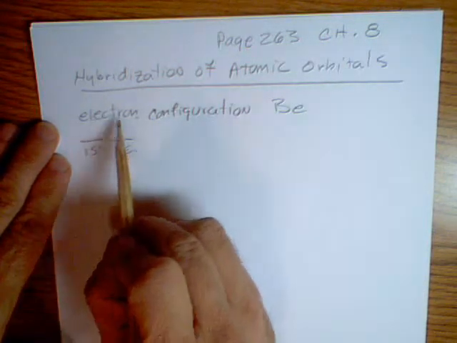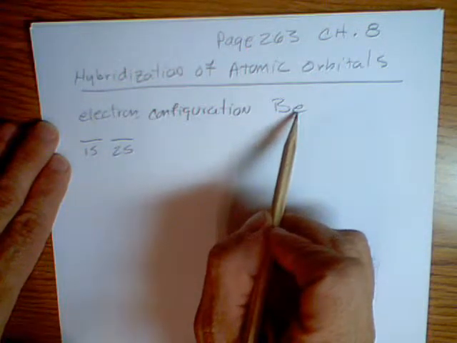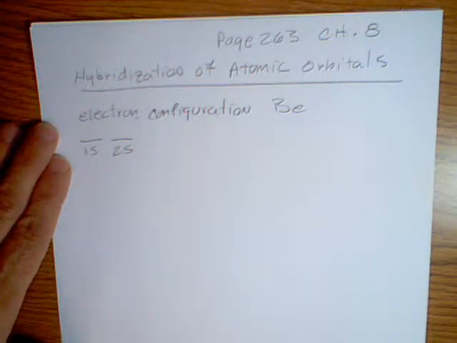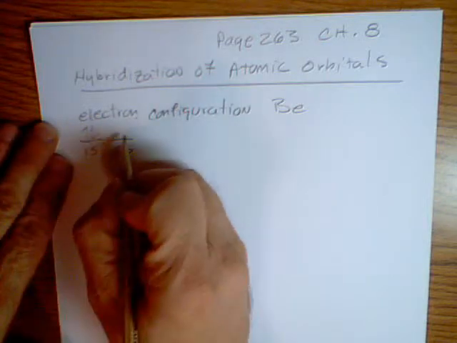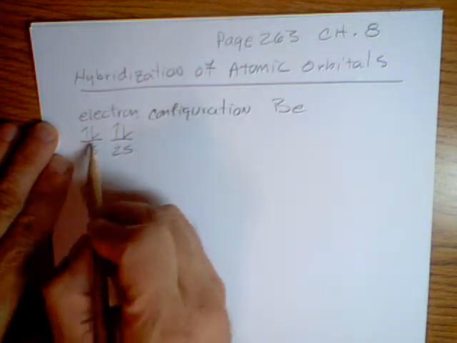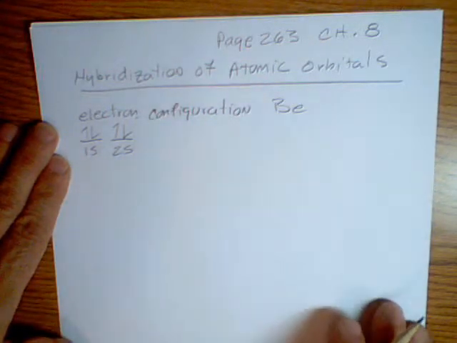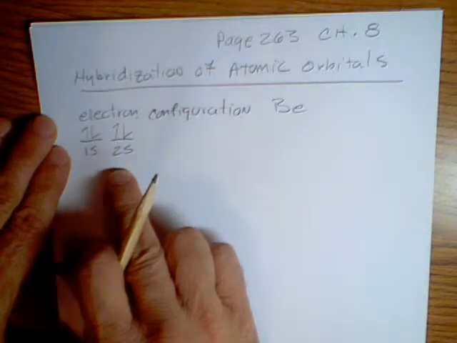So I'm going to start with the electron configuration of beryllium. Beryllium, you should know, has an atomic number of 4. It's got 4 electrons. So the configuration should be fairly simple. It's got 2 in the 1s, 2 in the 2s. Well, this arrangement is satisfied. Not a lot of bonding here.